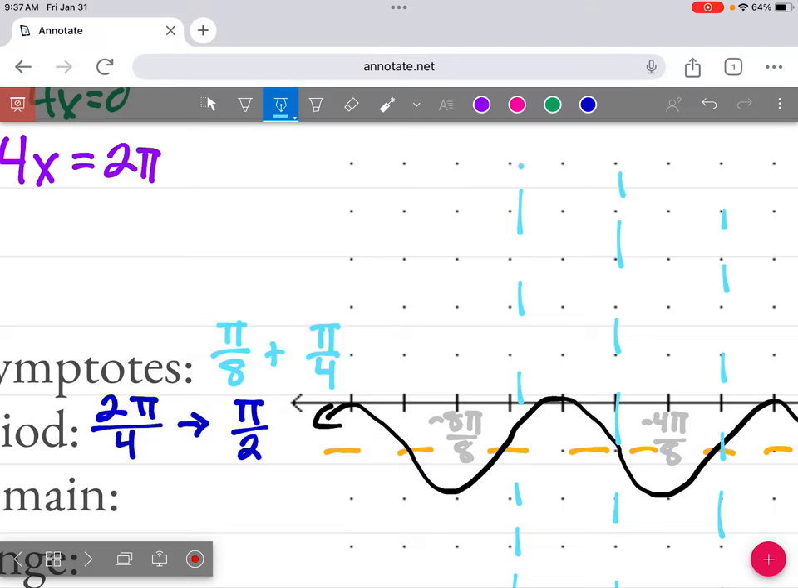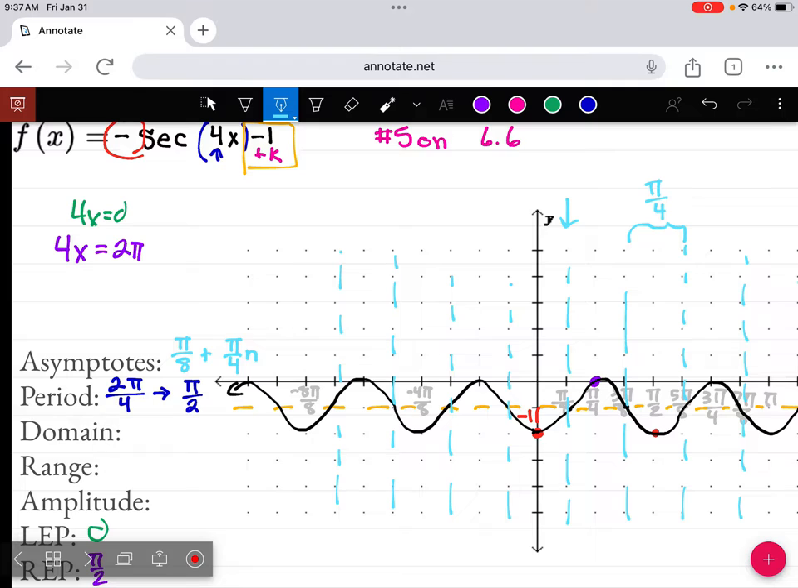So we have pi over 4 times any integer we could think of. Pi over 4n could be pi over 4. It could be 2 times pi over 4. It could be 4 times pi over 4. It could be 500 times pi over 4. Every place we have a plus pi over 4, we will wind up with an asymptote.